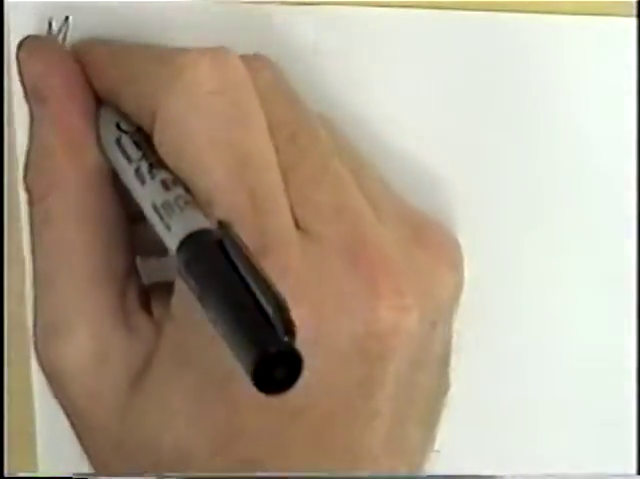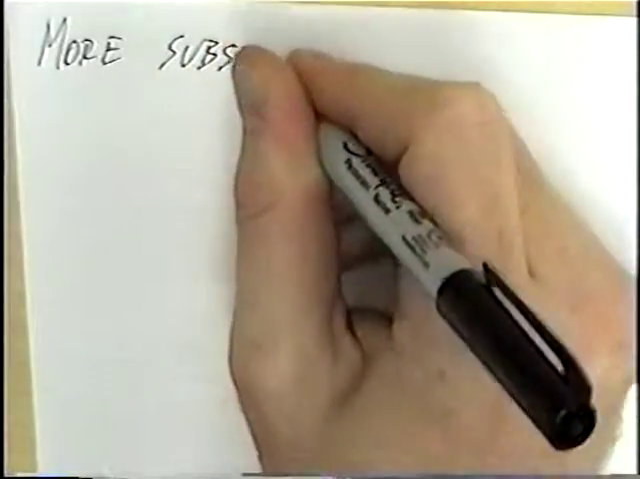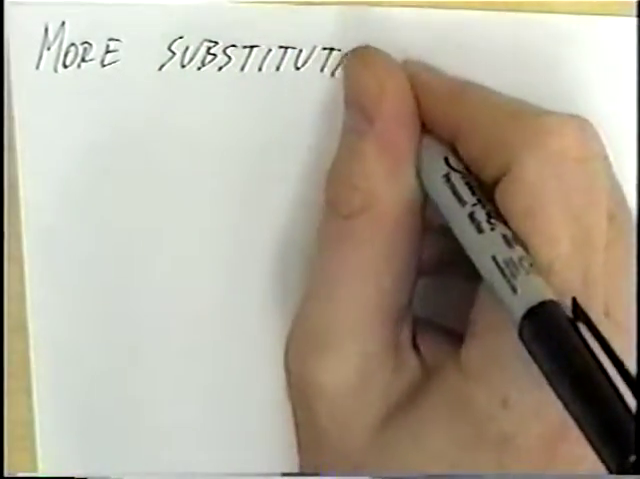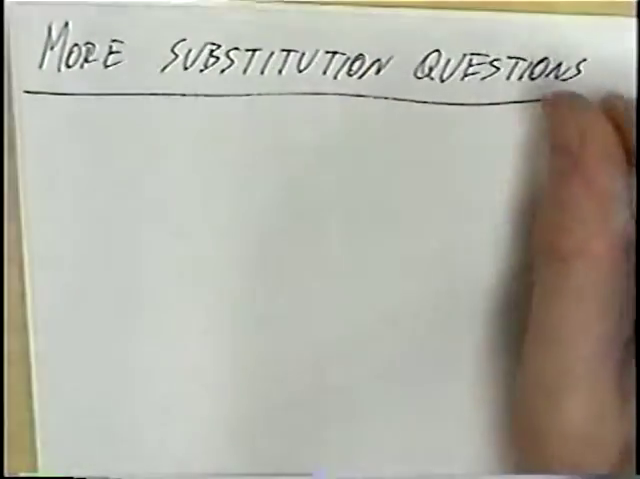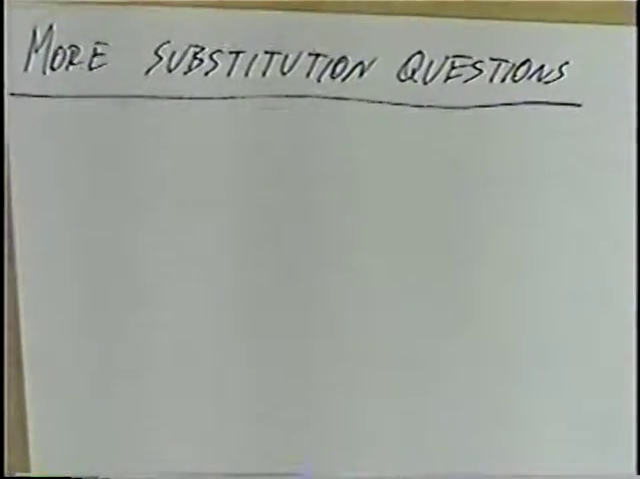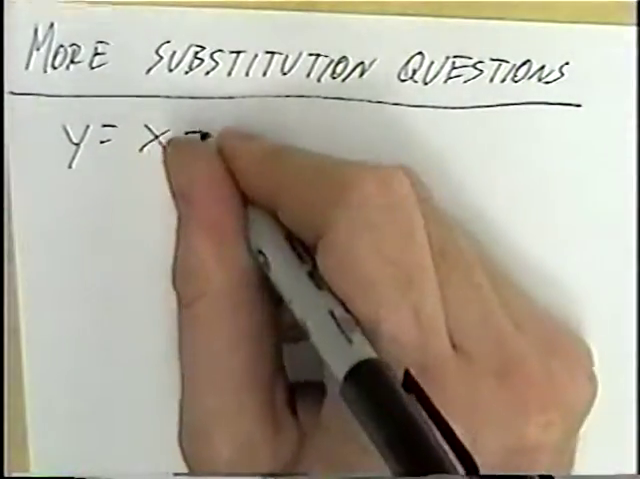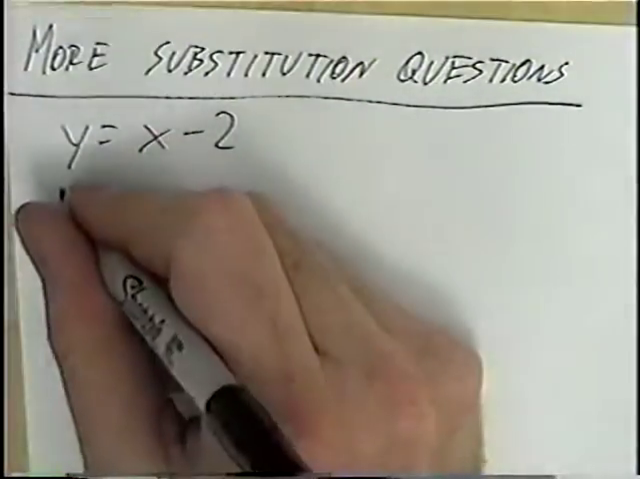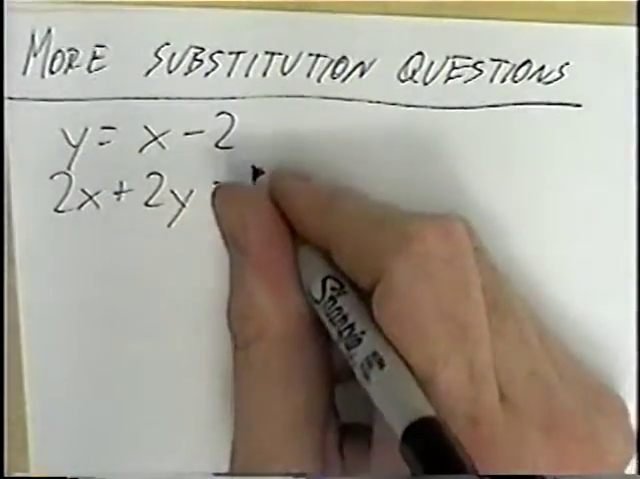Title of the last section today is More Substitution Questions. In this section, we'll continue to solve equations using substitution. First two equations, y equals x minus 2. And the second equation, 2x plus 2y equals 4.